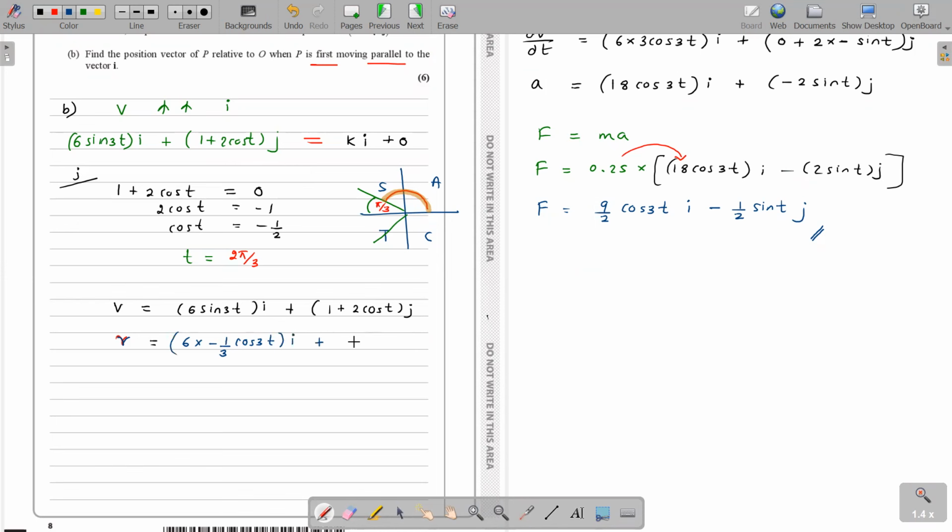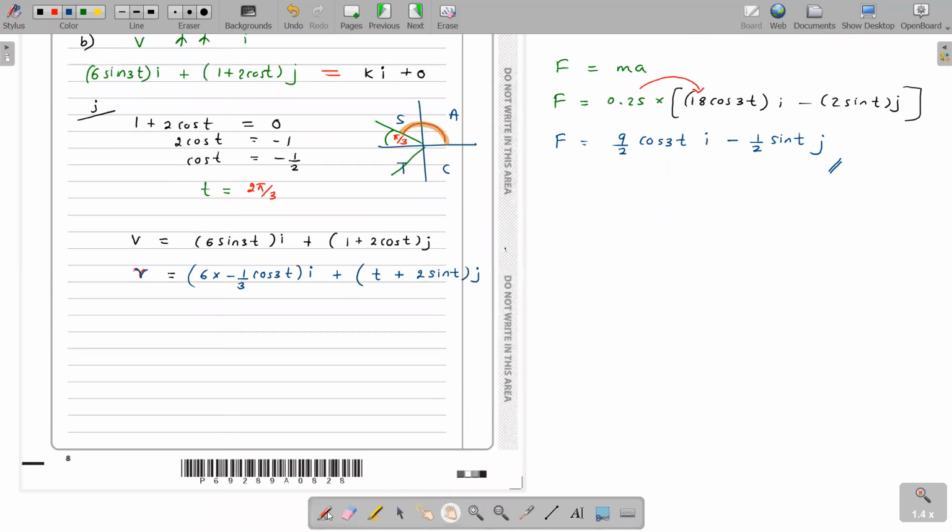That's for i, and then inside the j. What happens when you integrate a 1? Now, you're integrating with respect to time, so when you integrate 1, you will get t. Cos t, when you integrate 2 times cos t, the integration is directly sine t. So r equals minus 2 cos 3t times i plus t plus 2 sine t times j.